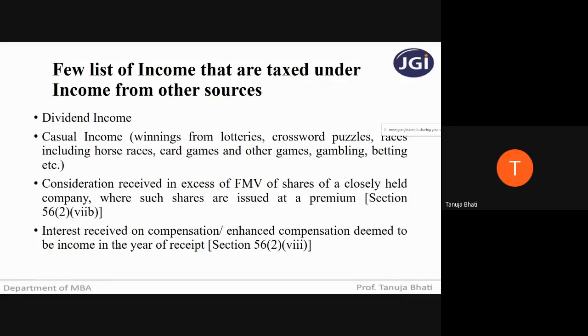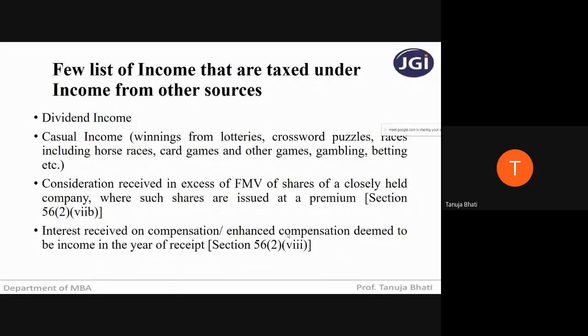And we have already seen that interest on compulsory acquisition by the government, in capital gains, we have seen that interest on enhanced compensation or initial compensation is taxable under the head income from other sources. So these are a few incomes which are taxable under the head income from other sources. There are many others in the list which I have covered in the notes. Next, we have to see what deductions are available under this section.